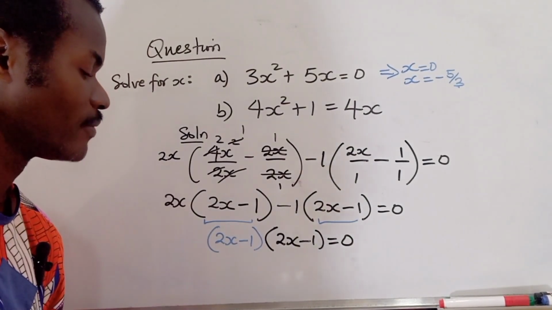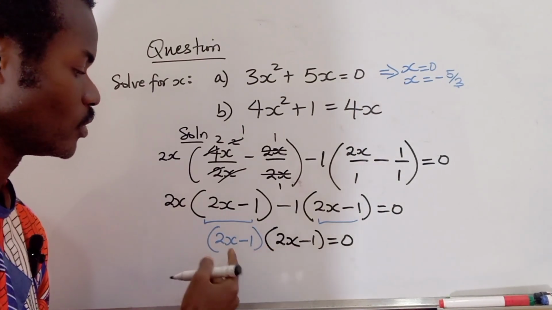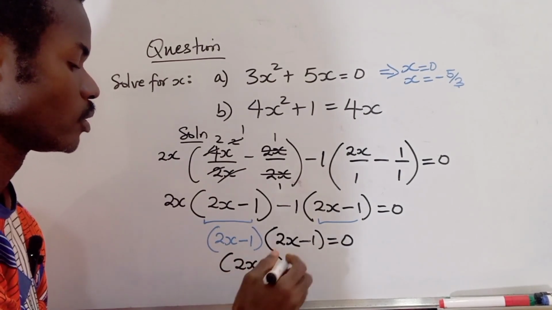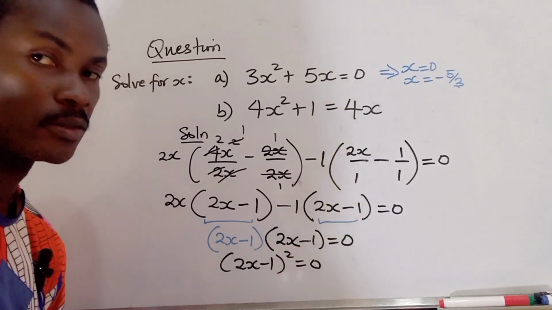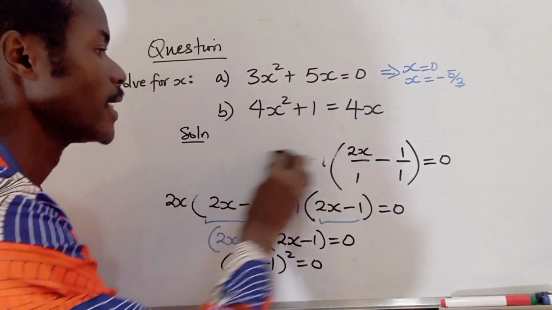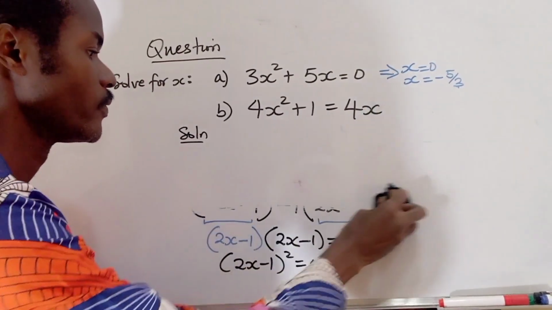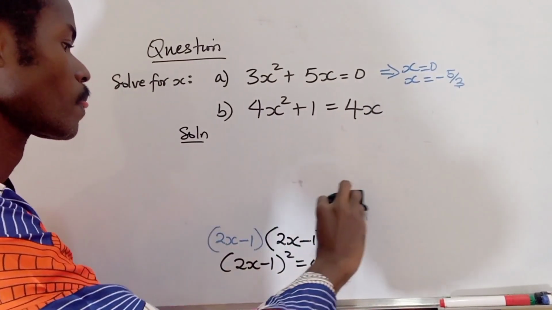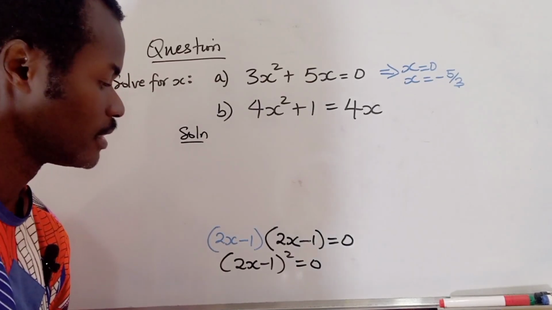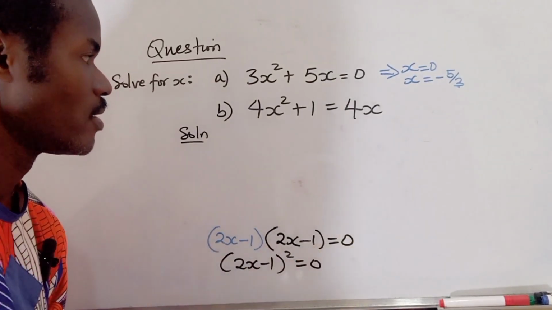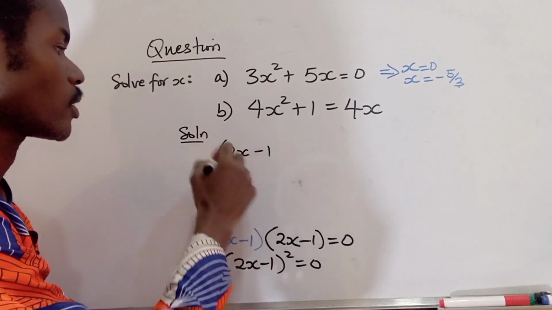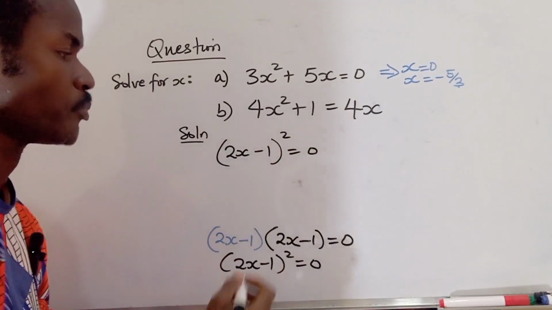So from this, you can observe that this is still the same. So it means we can say 2x minus 1, all in brackets squared, is equal to 0. So from that, we can now find the value of x. But we can see that the two values of x are going to be the same because this is the same as this. So all we need to do is solve just 2x minus 1, all in brackets squared, is equal to 0.